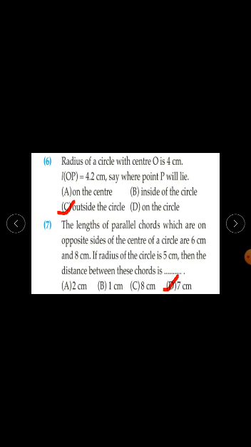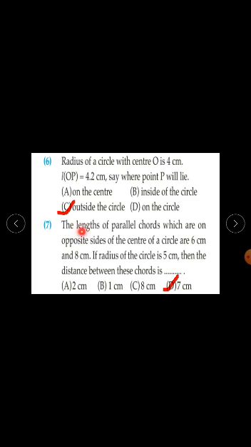Seventh sub question. The length of parallel chords which are on the opposite sides of the center of a circle are 6 centimeter and 8 centimeter. If radius of the circle is 5 centimeter, then the distance between its chord is blank. First option 2 centimeter, then 1 centimeter, then 8 centimeter and 7 centimeter.